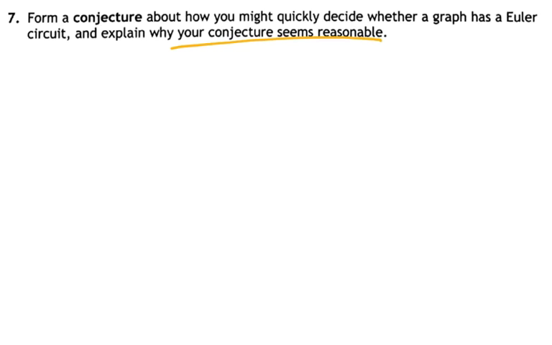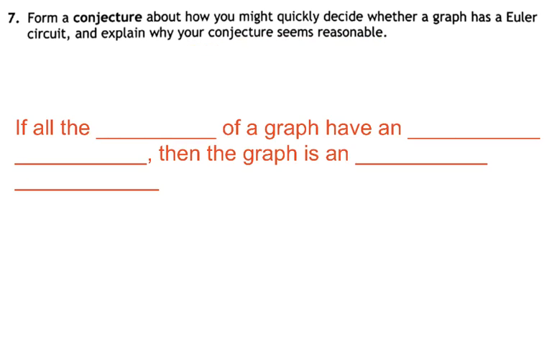And your conjecture should look something like this. All of the blank of a graph have a blank blank. Then the graph is a Euler circuit. So Euler circuit is what should be last in your conjecture. I'm leaving it up to you to fill in the blanks at the beginning, based on your answers to questions 3, 4, 5, and 6.